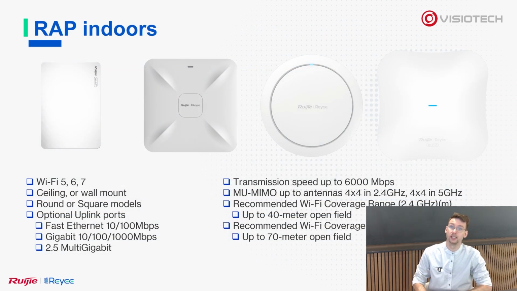Next up, now we have talked about the naming itself of the device. Here is just a short overview of the indoor access points and the outdoor access points. First up, we have a couple of devices for the indoor application. Those indoor applications go from Wi-Fi 5 all the way up to 6 and 7. We have different types of mounts. As you can see in the second point, we have a ceiling mount, but also a wall mount.